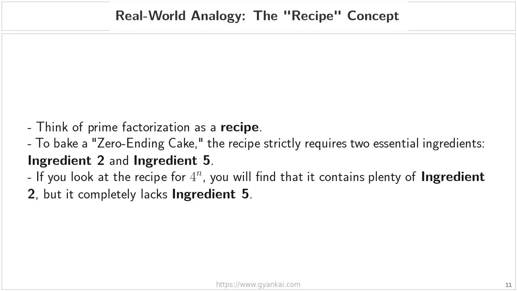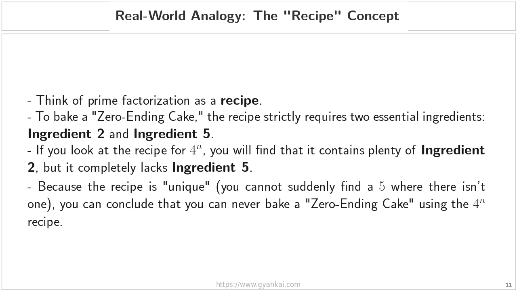In fact, it has quite a lot of it, but it completely lacks ingredient 5. There is no 5 to be found in that prime factorization. And here is where the fundamental theorem of arithmetic comes in to save the day. Because the theorem tells us that every prime factorization is unique, it means the recipe is fixed. You cannot suddenly find a 5 appearing out of nowhere just by increasing the power.